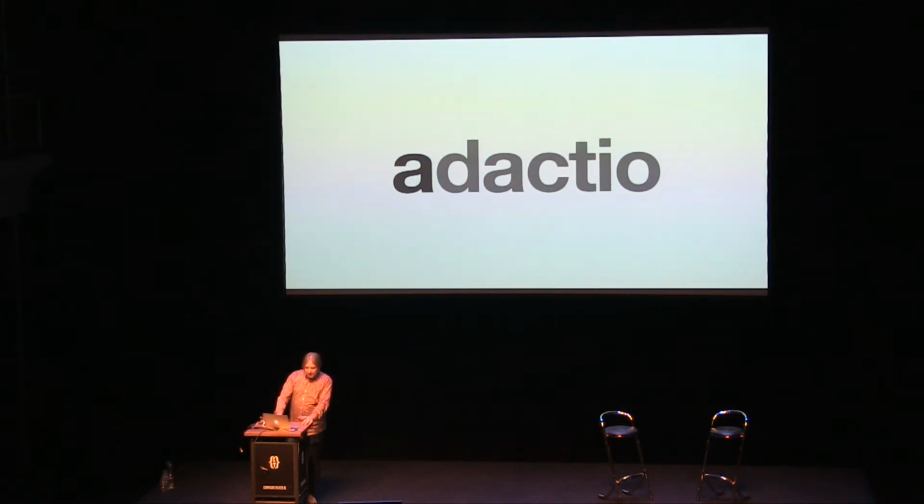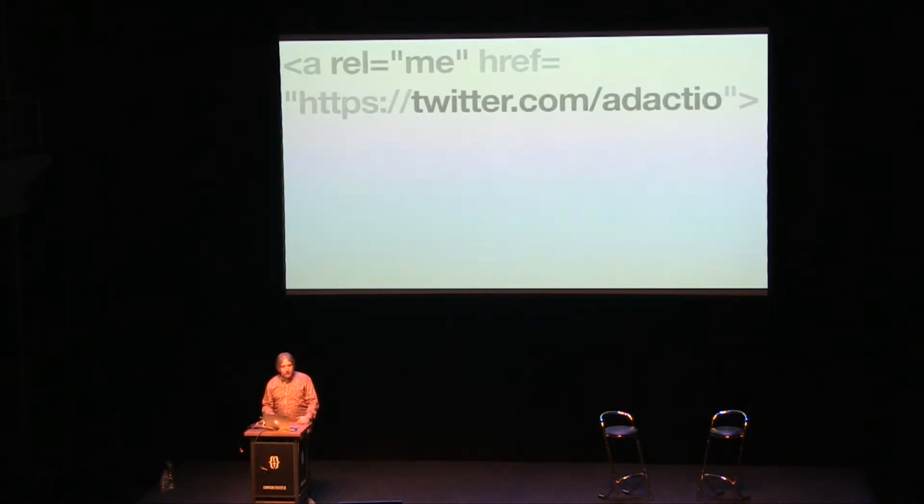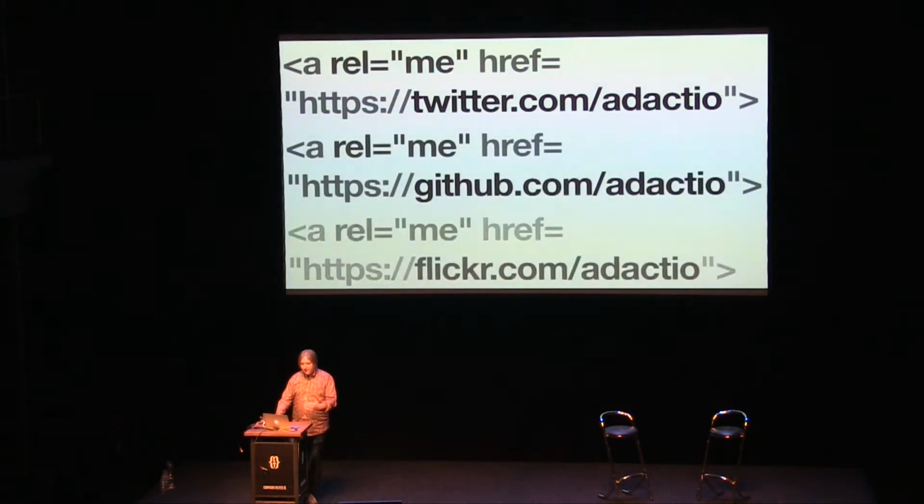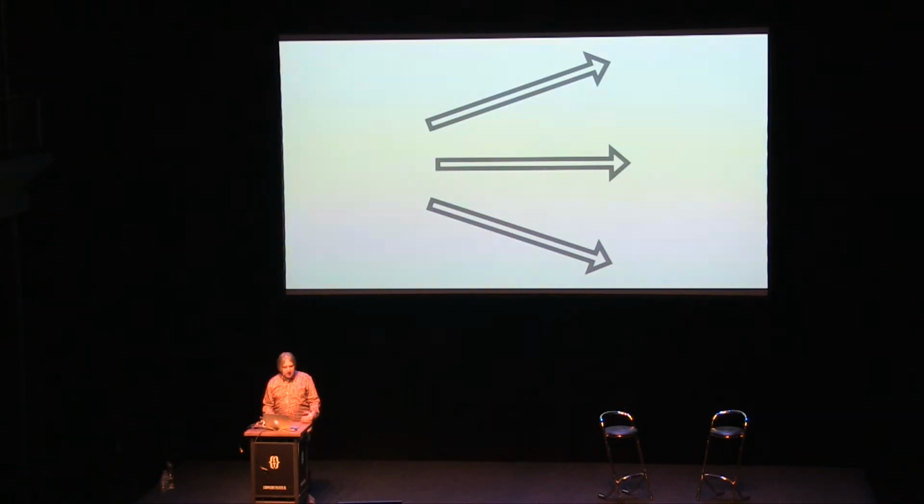I have profiles on lots of different sites. Twitter, Facebook, Instagram, Medium, Dribbble, Flickr, Tumblr, CodePen, the list goes on. Now, none of these places are as important to me as my own website, but they are representations of me. And I link out to these profiles from my own website using that rel value of me. That's me on Twitter. That's me on GitHub. That's me on Flickr. Nothing unusual there. These are regular one-way hyperlinks.